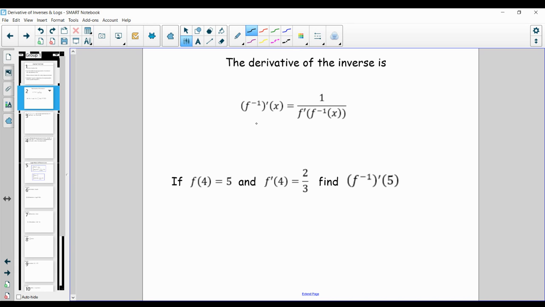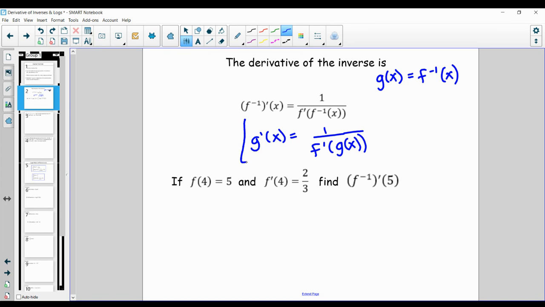Another way that we can look at this, like we were saying in the previous slide, is that the inverse can also be called a separate function, like g of x. Personally, I would change it and say that g of x is equal to the inverse of f. That way it doesn't confuse you, because you see the f prime for the derivative and you see the inverse, and it looks a little bit confusing. So the derivative of the inverse is equal to 1 over the derivative of the original function evaluated at the inverse function. Either way is fine to think about it.